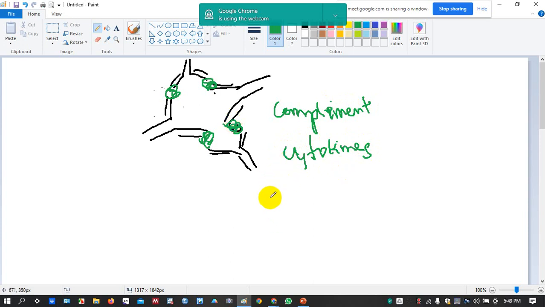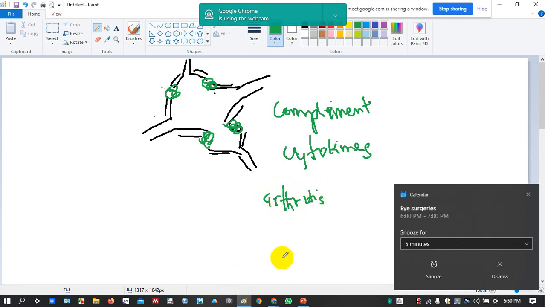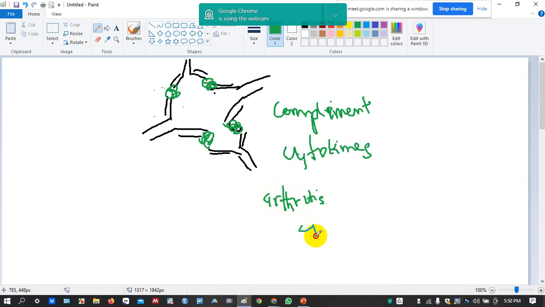And this is as a result of what? This is what leads to rheumatoid arthritis. It also leads to glomerular nephritis. That's the glomerulus of the kidney. Nephritis, inflammation of the kidney, of the glomerulus of the kidney, glomerular nephritis.